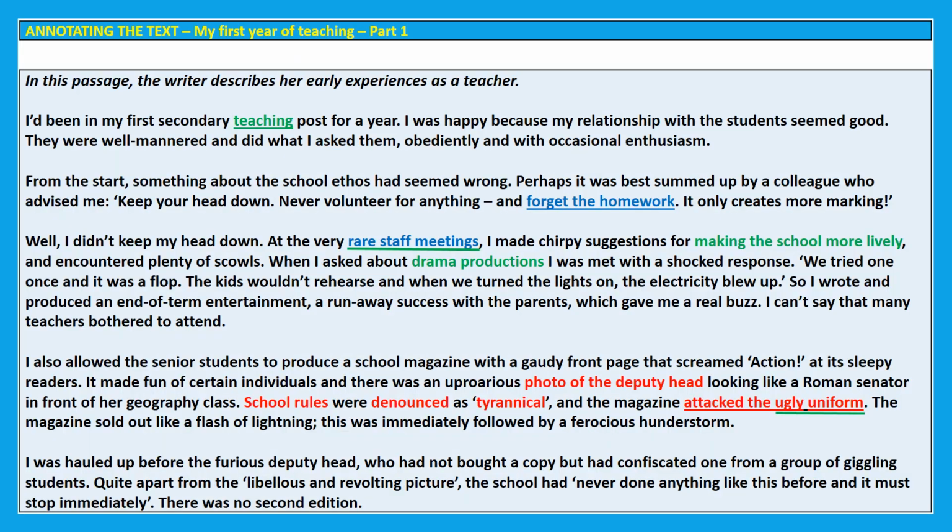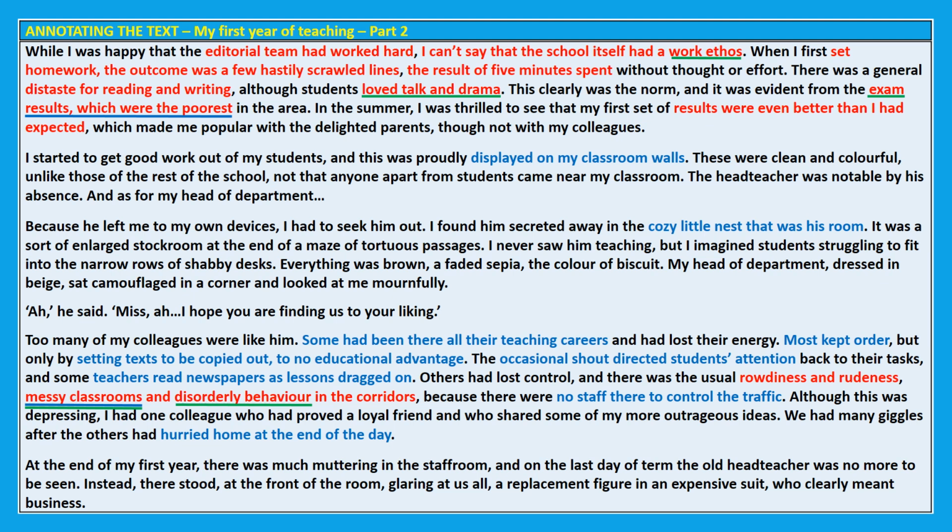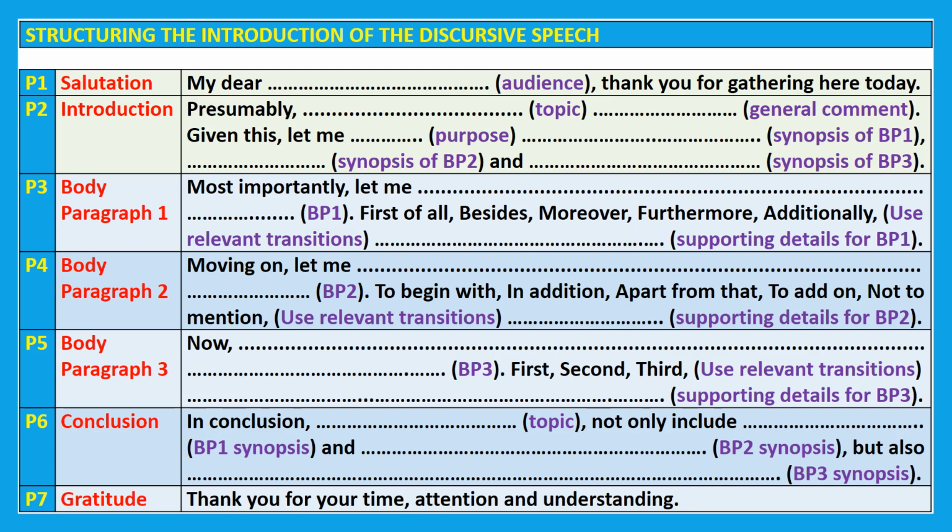Read the text and annotate it to the focus of each bullet point. Use color coding to differentiate each bullet point. Similarly, read part 2 and annotate. Here's a guide on how to structure your discursive speech. Please note, P1 to P7 refer to the number of paragraphs and their separation within the speech.